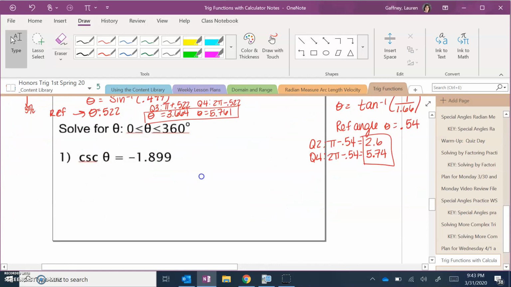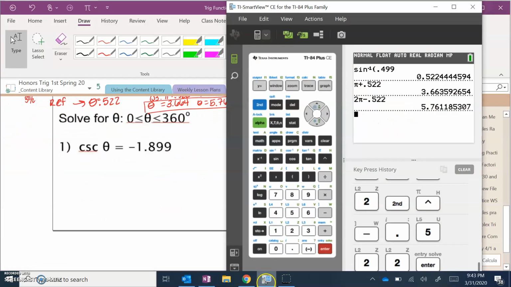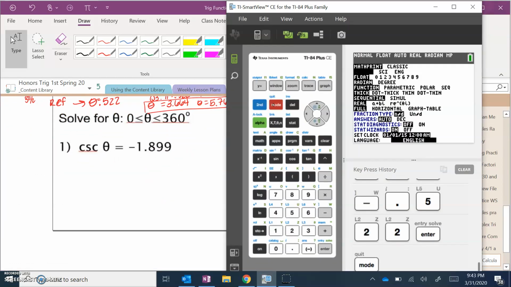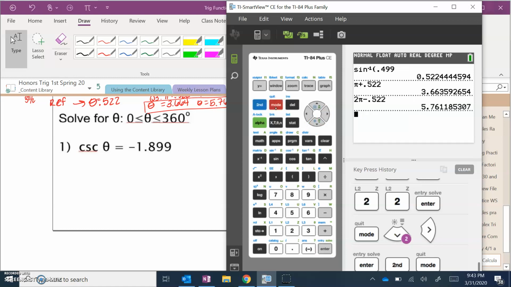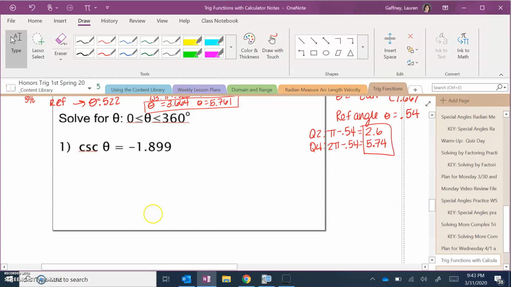Okay. Now let's do this next one in degrees. So I'm going to pay attention to my mode. I'm going to make sure I go down, switch to degree mode, quit out of that. So make a note to pay attention and change your mode here. Okay, so same idea here as the last one. This is the flip of sine. So if I flip cosecant and make it sine, I've got to flip the other side. So now let's make this 1 over negative 1.899.